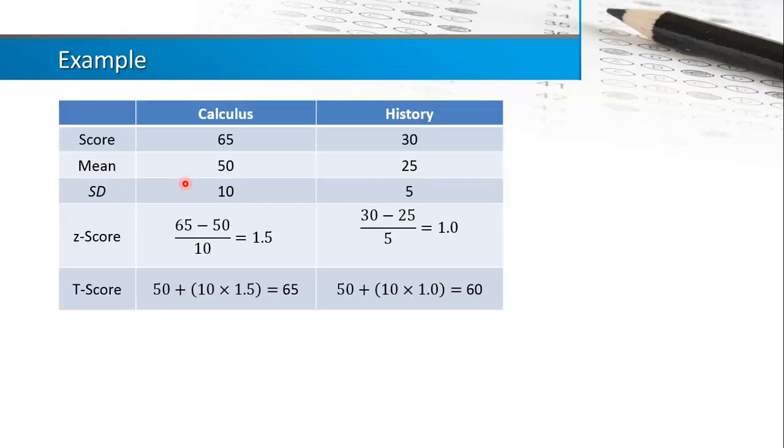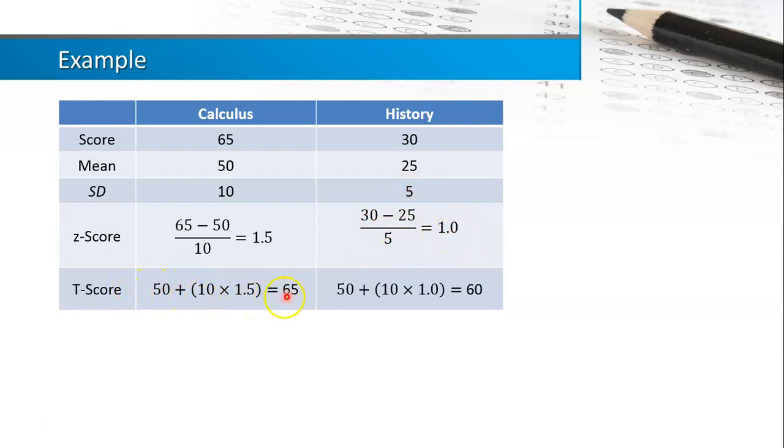So you need to confirm that by standardizing the scores. How do you do this? You just make a table. For calculus the score is 65, history is 30, and the means should be given: 50 and 25. Standard deviations are 10 and 5. Then you look for the Z score. For calculus, 65 minus 50 divided by 10, so the Z score is 1.5. For history, 30 minus 25 divided by 5, the SD, you get 1.